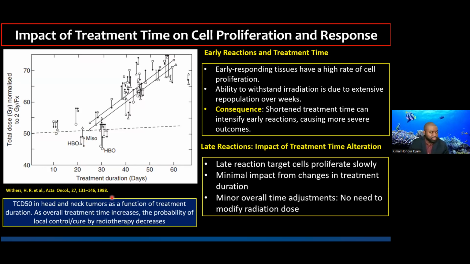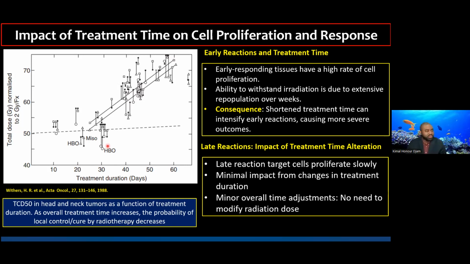This is a very popular paper that was published way back in 1988 by Withers' group. Now, what they found out is that tumor cell repopulation was derived from analyzing the treatment times for head and neck patients. And what they found was that the analysis revealed that maintaining isoeffectivity necessitates an increase in the total dose if the overall treatment time is extended.